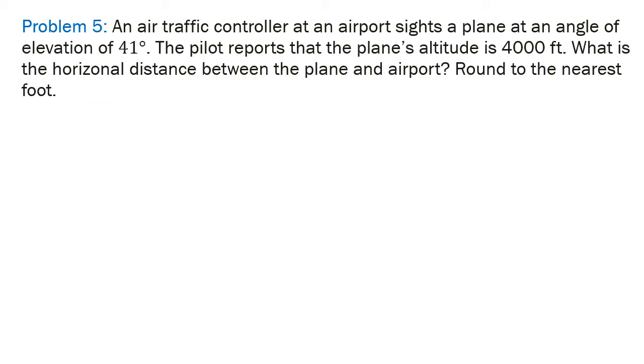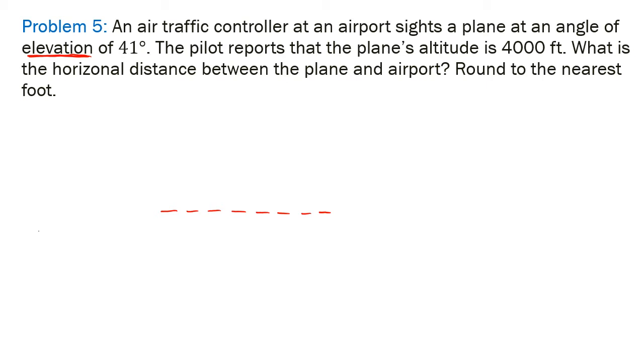Alright, so an air traffic controller at an airport sights a plane at an angle of elevation of 41 degrees. A pilot reports that the plane's altitude is 4,000 feet. What is the horizontal distance between the plane and the airport, rounded to the nearest foot? So imagine we have a dashed line. When we do angle of elevation and depression problems, and you'll usually know because they'll have the key word elevation or depression, I always recommend you start off by drawing a horizontal dashed line. Now this says there's an angle of elevation of 41 degrees.